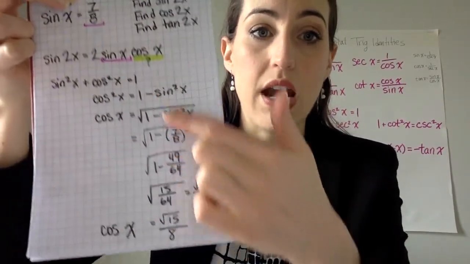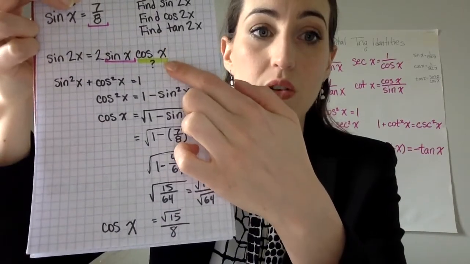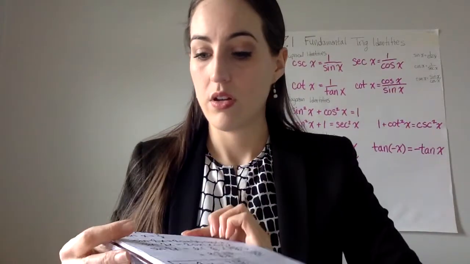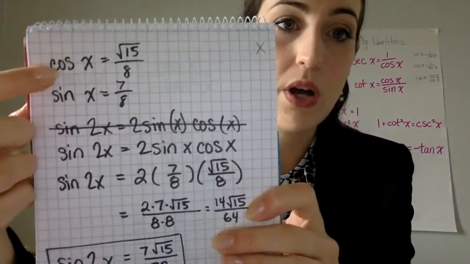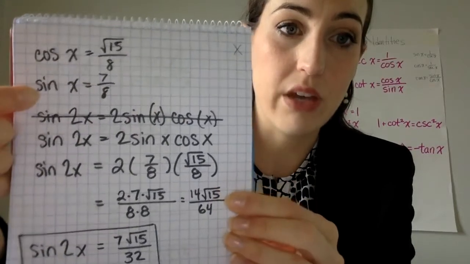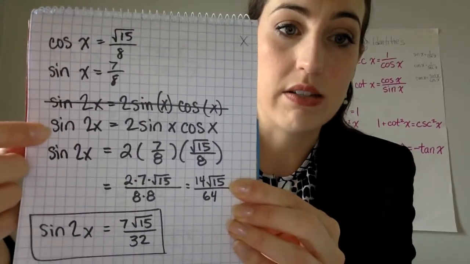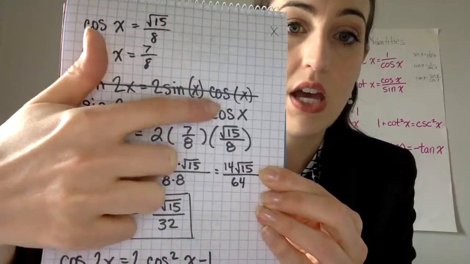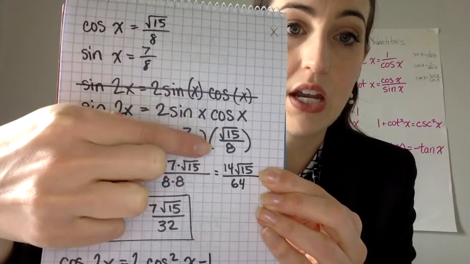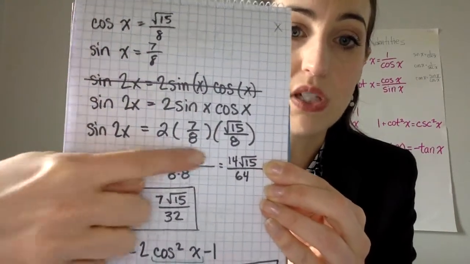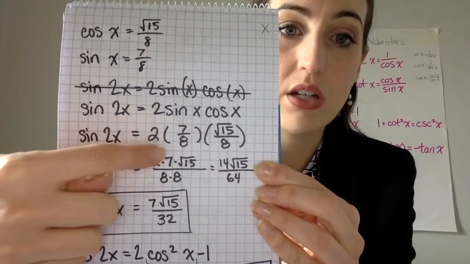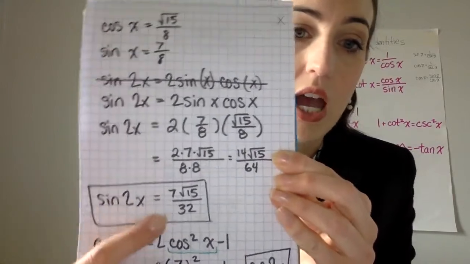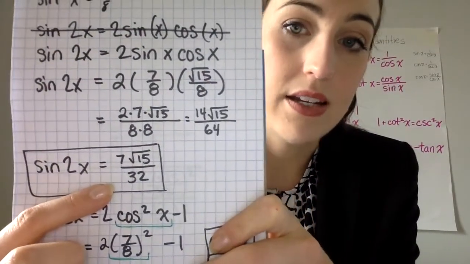So now that we have the cosine, we can plug that into the double angle for sine. Okay, so I rewrote what we just found, cosine, and what we were given, sine. And then I wrote out our sine double angle formula. And now we can replace sine x with 7/8 and the cosine x with the square root 15/8 now that we know what that is. And then just multiply it out. That's 2 times the numerators and the 2 denominators. Multiply it, reduce it, just your simple algebra, and you've got your sine double angle.